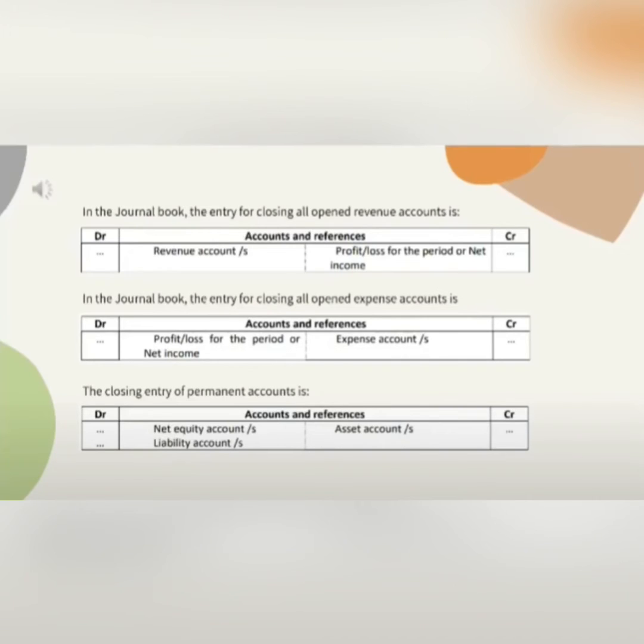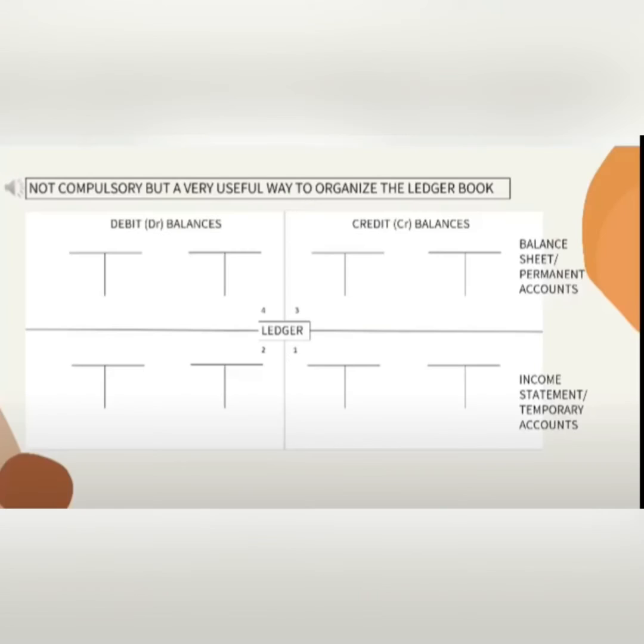Expense accounts have debit balances. Closing an expense account means transferring its debit balance to the profit or loss for the period account by crediting the expense account and debiting the profit or loss for the period account. As assets have debit balances and liability and equity accounts have credit balances, the entry to close these accounts requires debiting the accounts with credit balances, liability and net equity accounts, and crediting the accounts with debit balances, asset accounts.